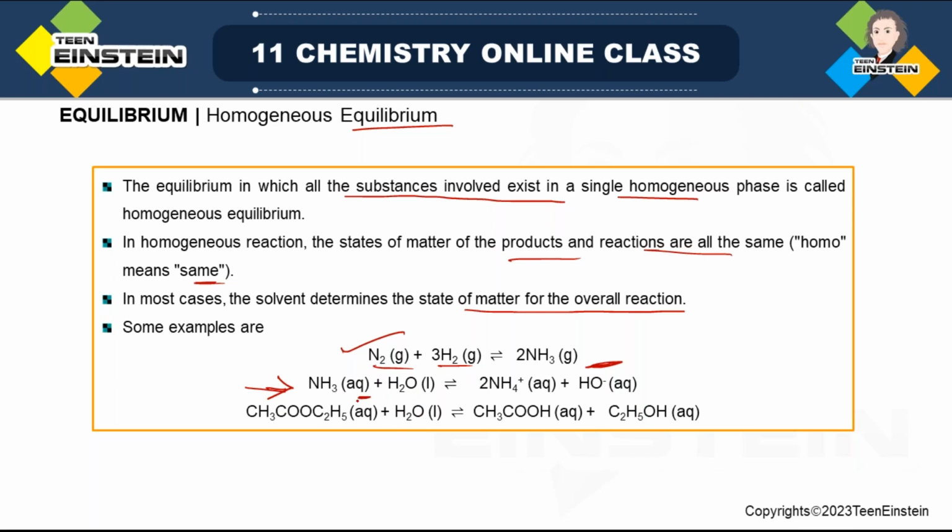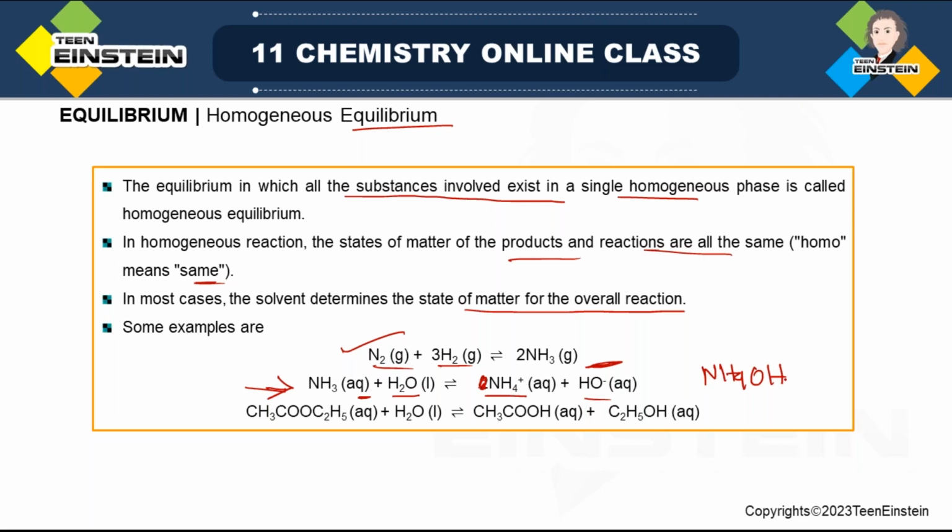Now ammonia is written as aqueous because it is in water, and here it will take one proton from water and be converted to ammonium. If we balance it, it is NH4 plus, and OH minus will be there. But overall you can write it as NH4OH, but it will remain in this.